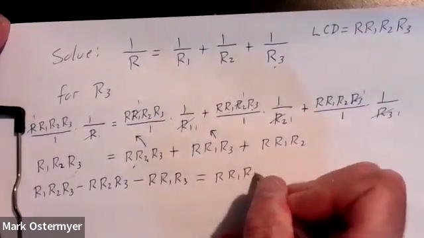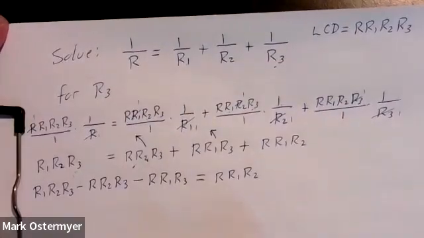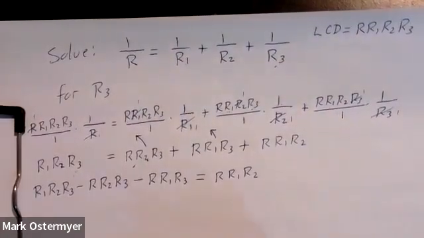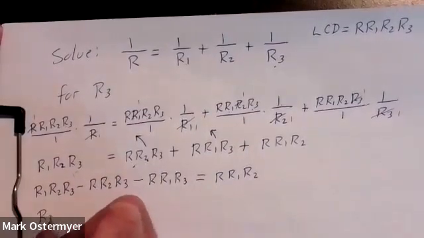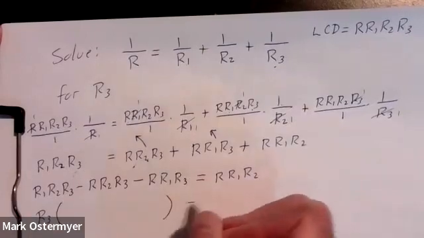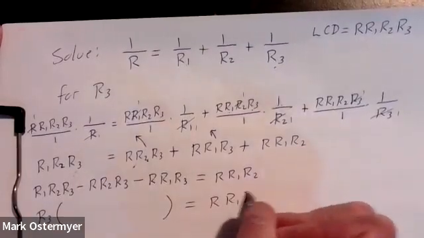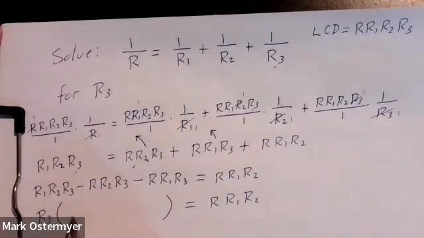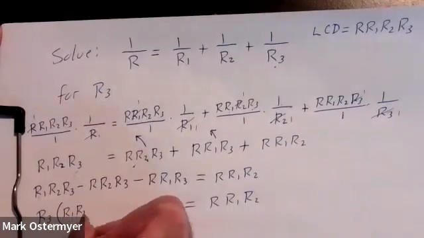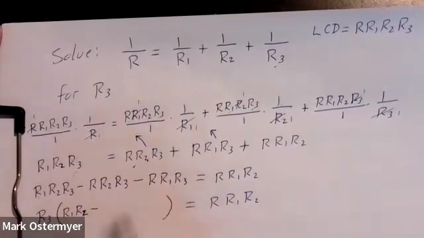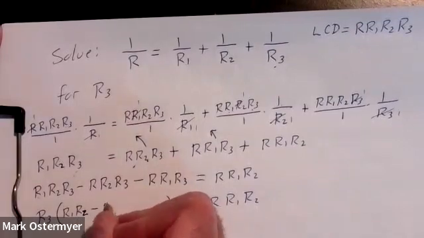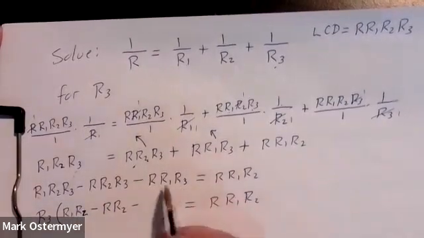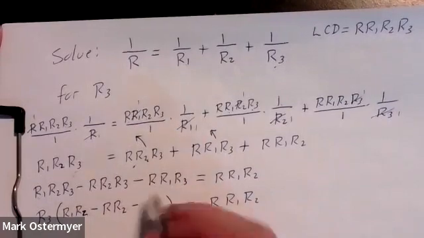R1 times R2. And now, ladies and gentlemen, in my attempt to solve for R3, I'm going to have to factor R3 out of all three of these terms. So here's the R3. I pull it out of all three terms, and what do I have left? When you factor it out of the first term, you'll leave behind R1, R2. Minus, when you factor it out of this term, you leave behind R times R2. When you factor it out of this term, you leave behind R1.